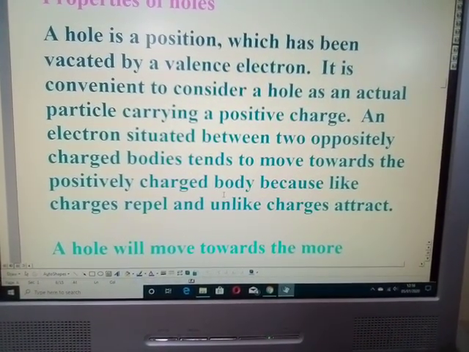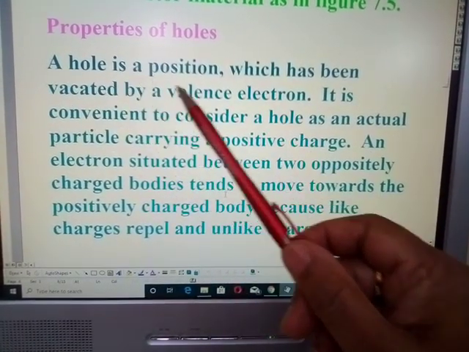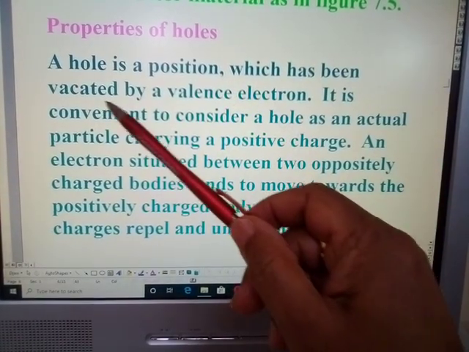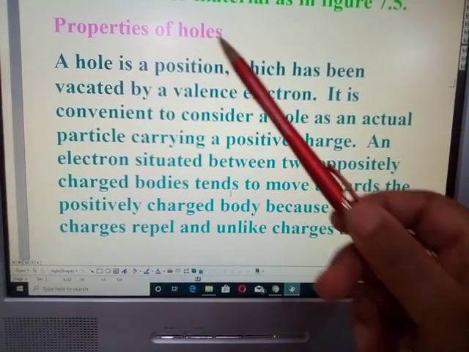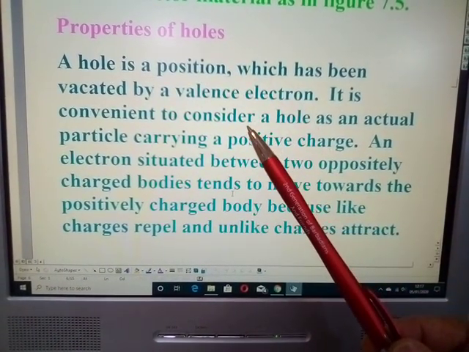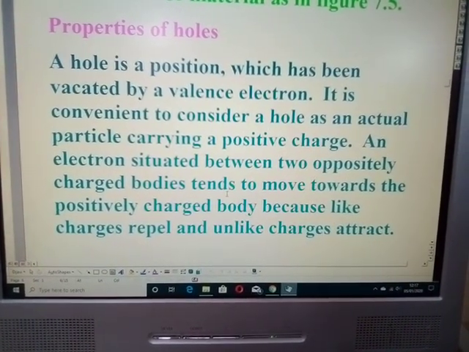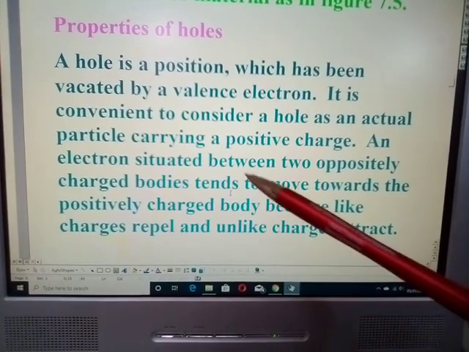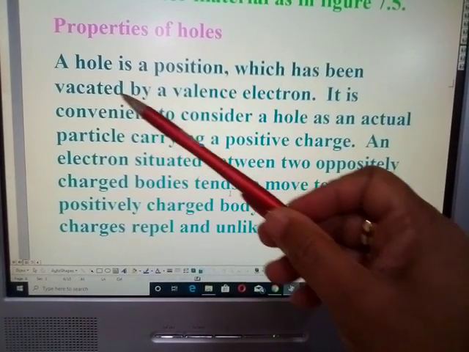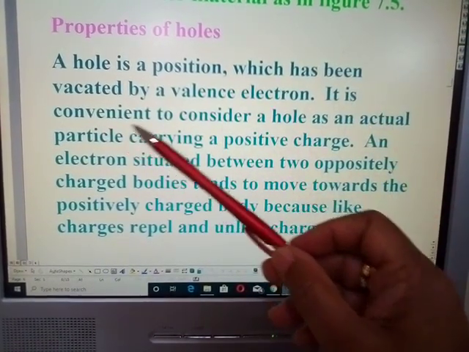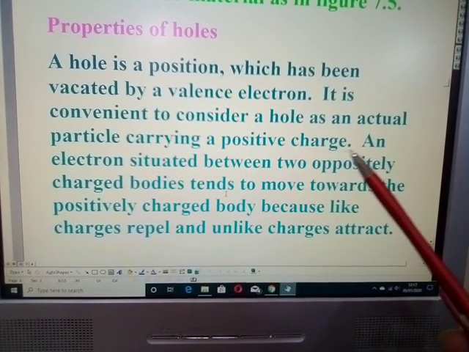Now, properties of holes. A hole is a position which has been vacated by a valence electron. And please note that when we talk about holes here, we're talking about the electronics and the doping of materials in regards to the electron state and the atomic vacancies, okay, which has been vacated by a valence electron. It is convenient to consider a hole as an actual particle carrying a positive charge.